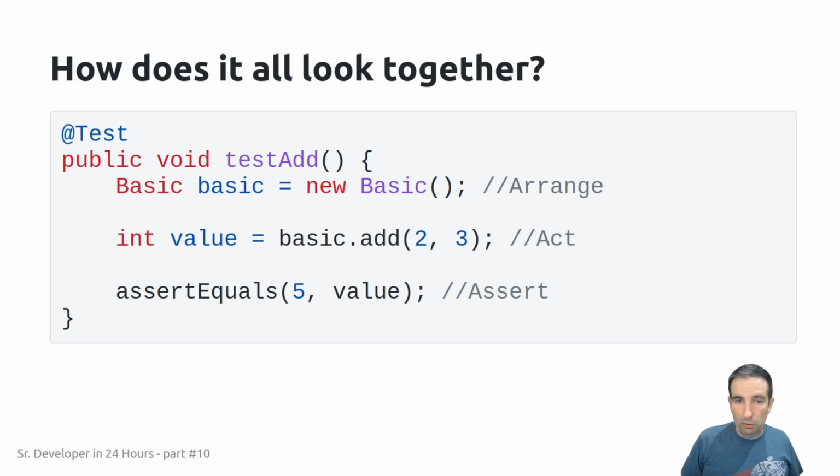Of course, you can have multiple lines, especially in the first and the last section. We could have multiple dependencies that we need, and we could have multiple assertions to verify that our call was successful and that we got the expected outcome.